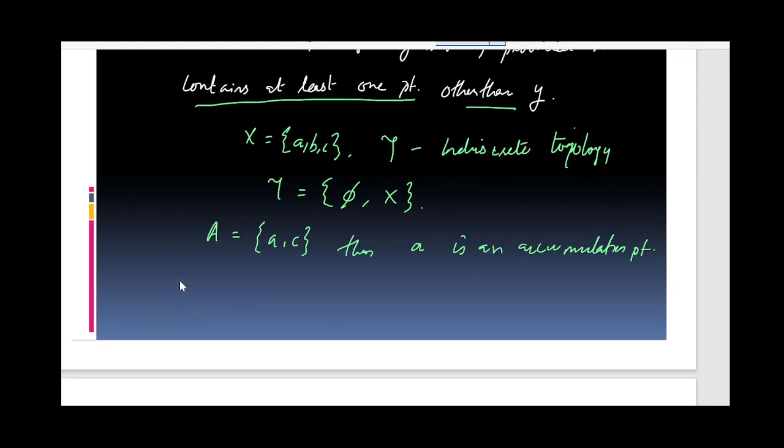Similarly, what about B? B is an accumulation point. You take an open set containing B. Again, we should take X alone. So that open set will contain at least one other point, and in fact when you take B, our open set will contain 2 points of A. Now what about C? When you take an open set containing C, again it will be X. So that will contain A also, a point other than C from A. So here A is an accumulation point, and B and C are also accumulation points.